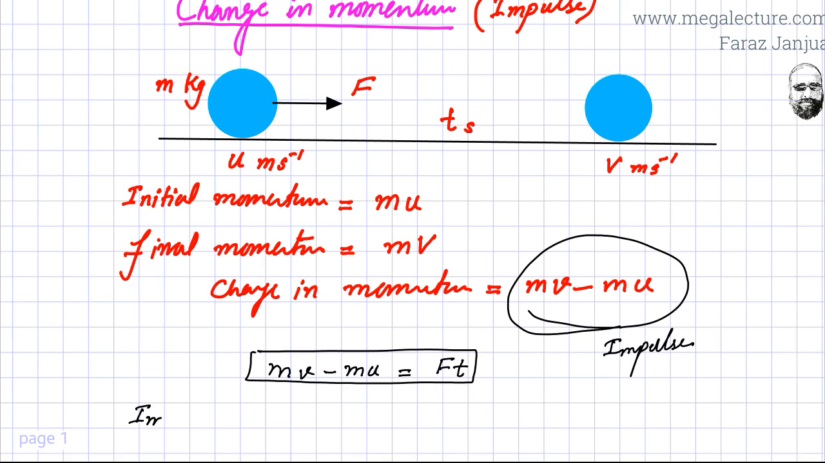Impulse is final momentum minus initial momentum, or impulse equals force into time. But remember, in this case, force is net force. It is net force acting.